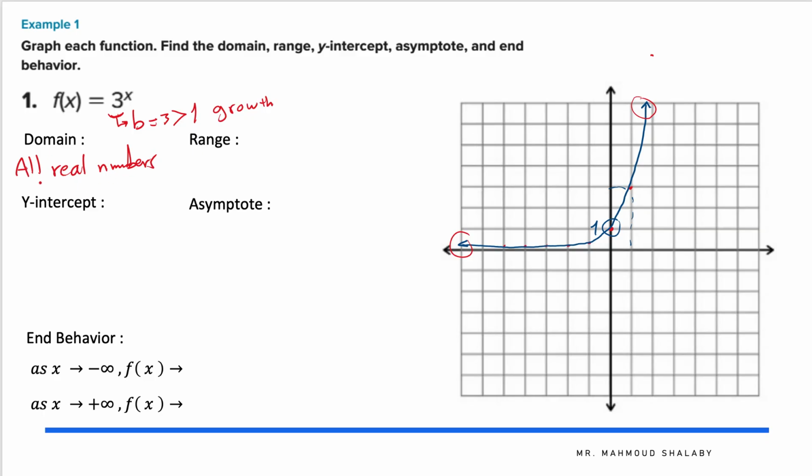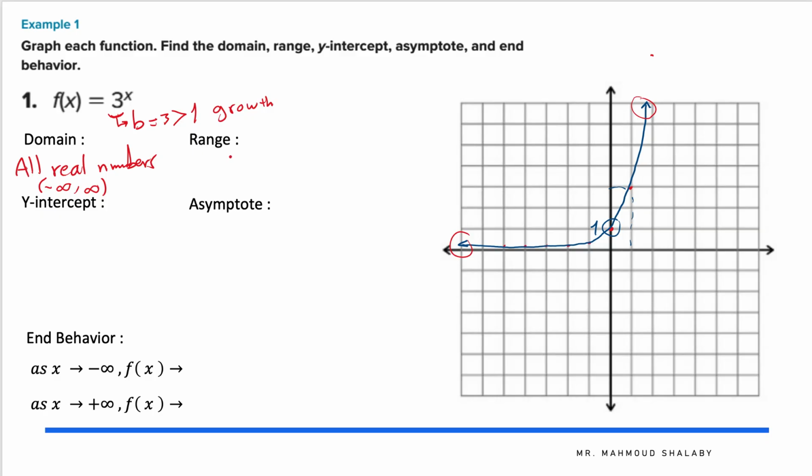Sorry for the handwriting, guys, but I'm sure you understand what I'm saying. So all real numbers. Is there another way to write this domain? Yes, there is. I can write it as an interval from negative infinity to positive infinity. An open interval from negative infinity to positive infinity that covers all real numbers.